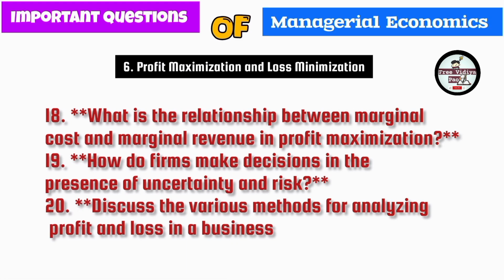Next topic is profit maximization and loss minimization. So first question is what is the relationship between marginal cost and marginal revenue in profit maximization. Now next question is how do firms make decisions in the presence of uncertainty and risks. Now next question is discuss the various methods of analyzing profit and loss in a business.